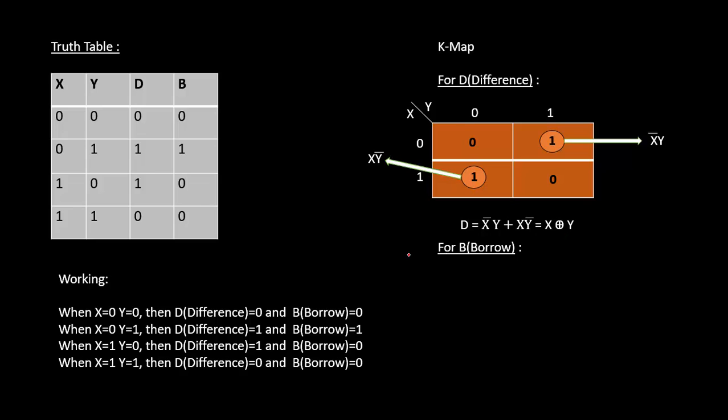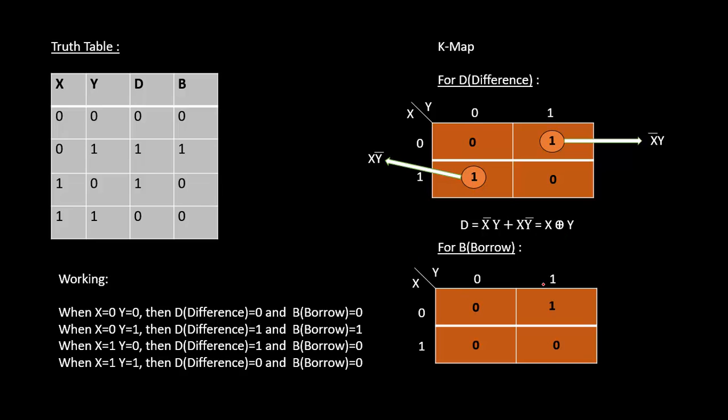Similarly, for borrow, you will have 4 cells. So for input combination 0 0, borrow is 0. For input combination 0 1, borrow is 1. For input combination 1 0, borrow is 0. For input combination 1 1, borrow is 0. So now there is only one 1 here. So we'll have to group it as a single. And the expression for this will be X bar Y. So the output expression for borrow is X bar Y.